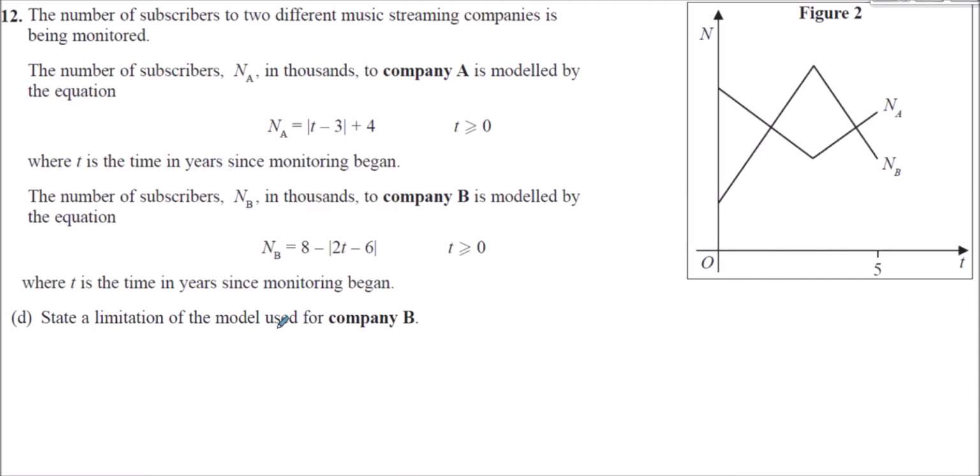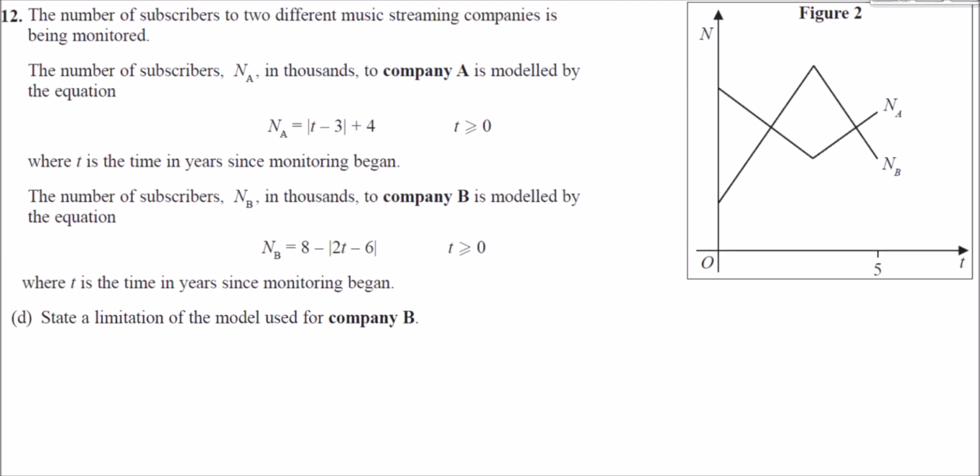Part D, we need to set a limitation of a model used for company B. So if we just look at what would happen at company B, number of subscribers has got this model here. It's only defined for time being greater than 0. It's got no upper limit to it.